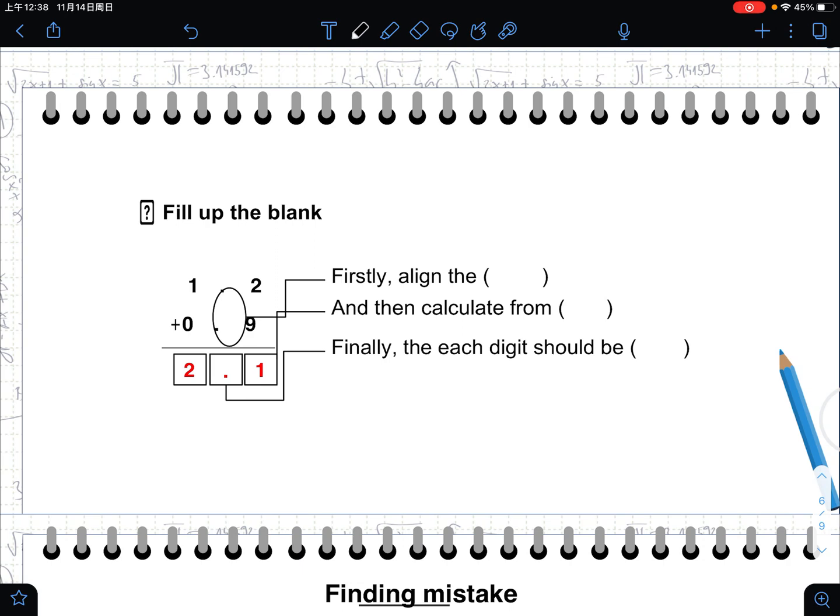Let's check whether you remember the key points of writing the vertical form to calculate the addition of decimals. Let's fill in the blanks together. Firstly, we need to align the decimal points, and then calculate from the ones place. And finally, each digit should be aligned.